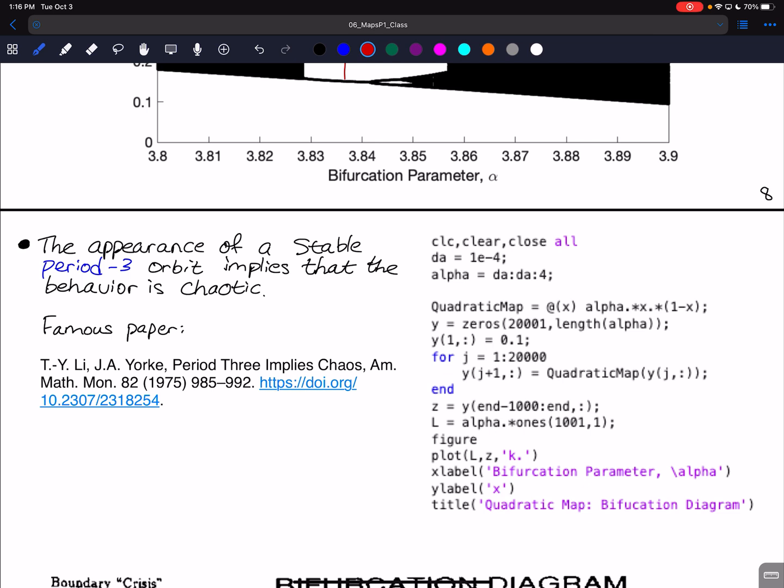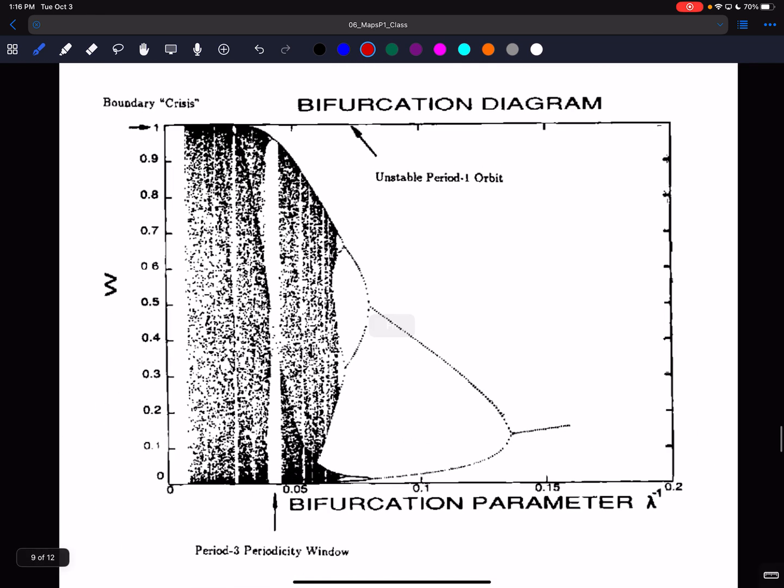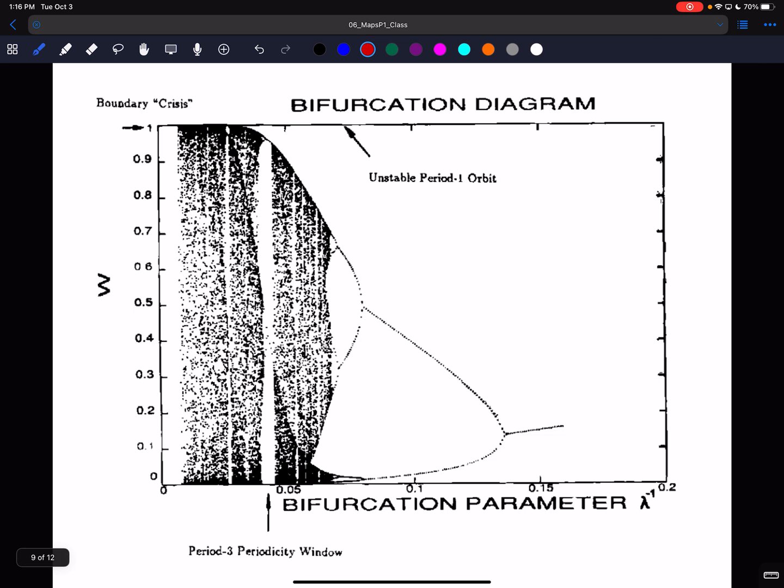And I'm not entirely sure how long it takes to settle. You could do some math and compute that, but computers are powerful enough that you can just brute force your way now. Okay, so here's another example of a bifurcation diagram.